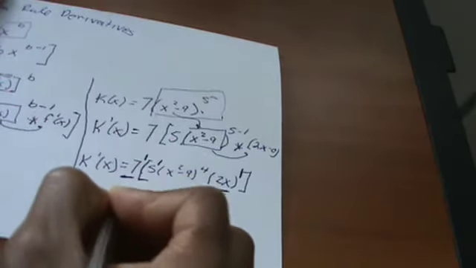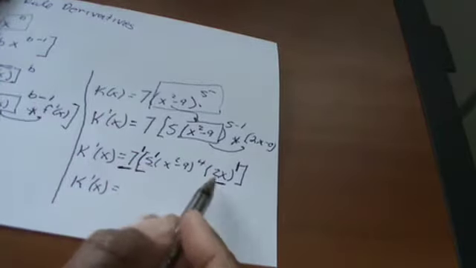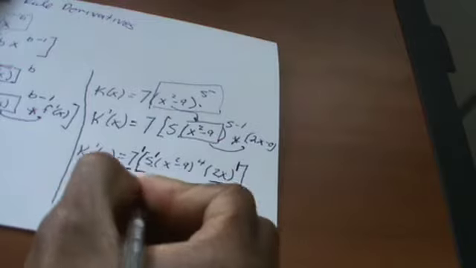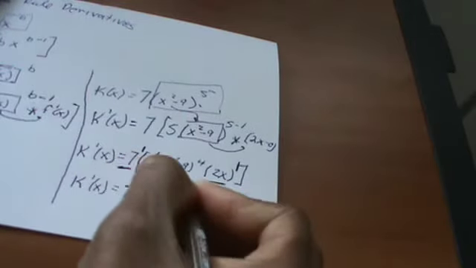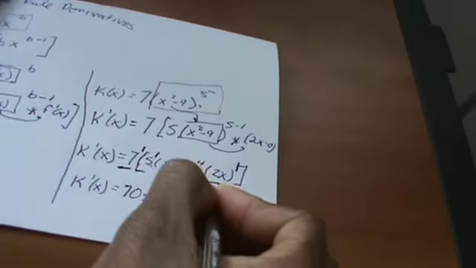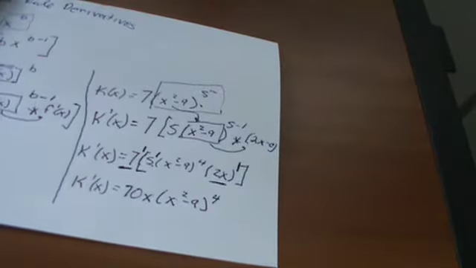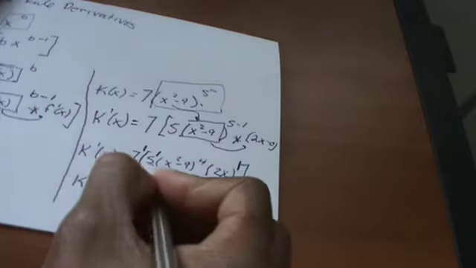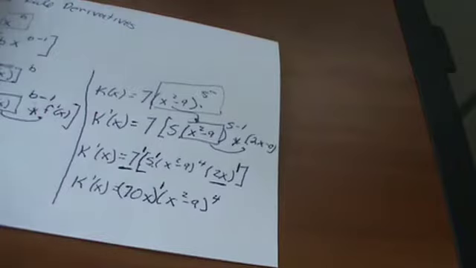So then k prime of x equals, let's see, 7 times 5 is 35, times 2x is 70x. And then I have x squared minus 9, which is raised to the 4th power, which I can't touch. Again, all of the other pieces, if it makes you feel comfortable, raise them to the 1st power. All the other pieces were raised to the 1st power, and then the x squared minus 9 was raised to the 4th. All right, let's try that again.